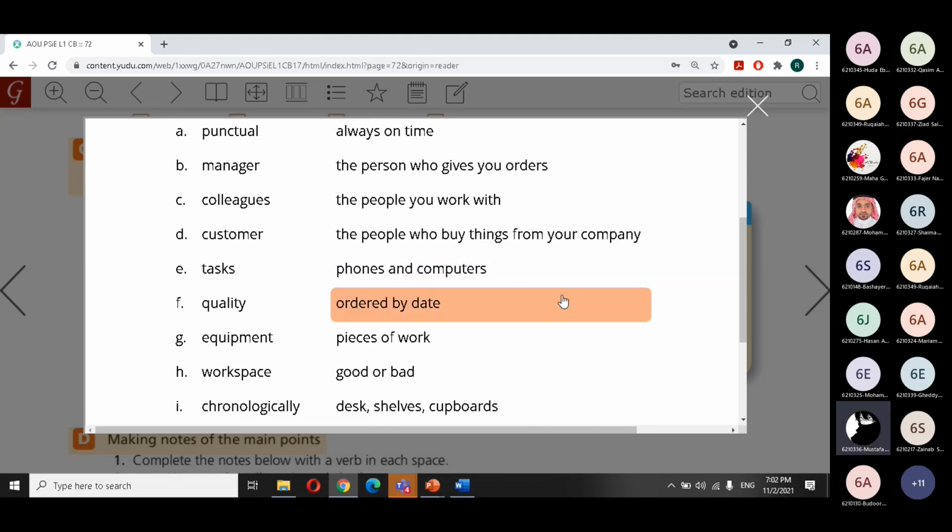Customers. The people who buy things. Yes.